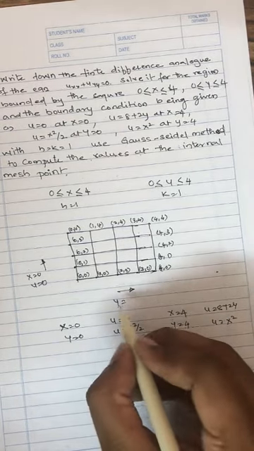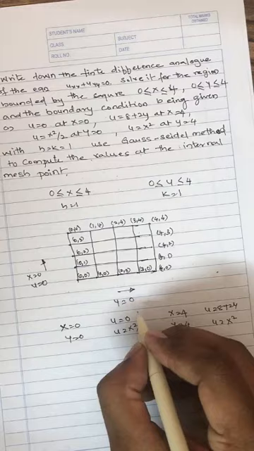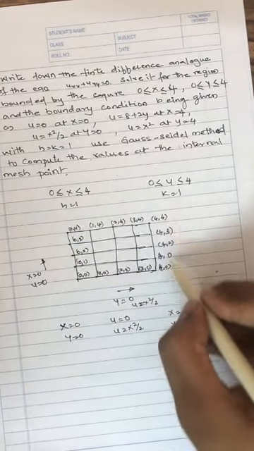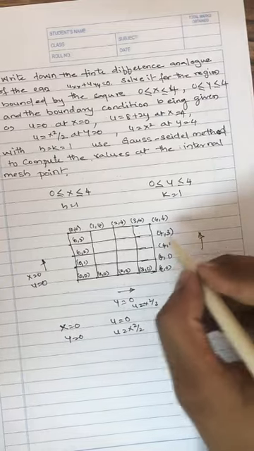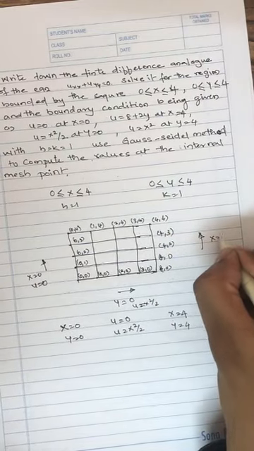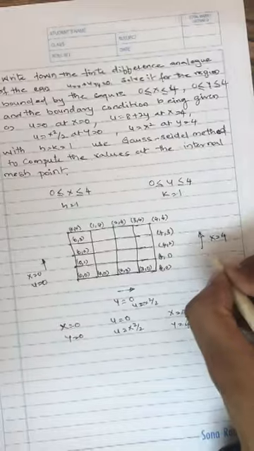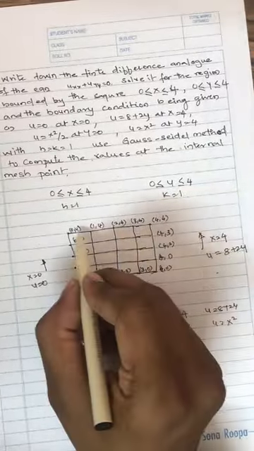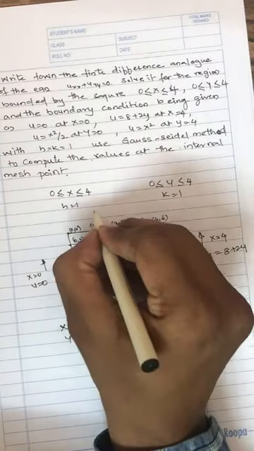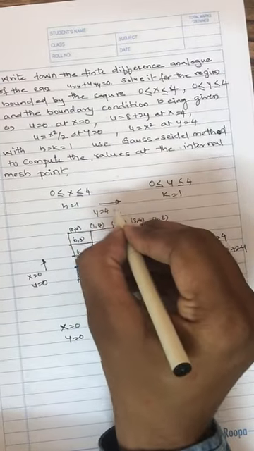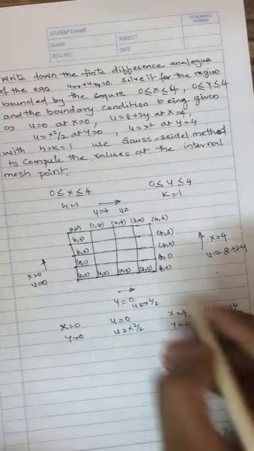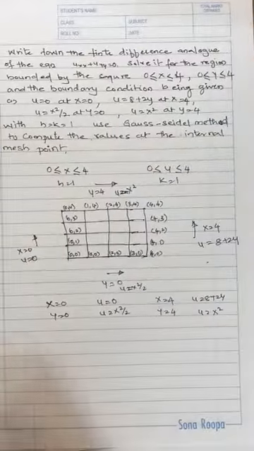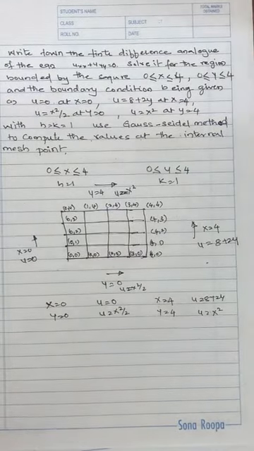Okay, so at y equal to 0, u is equal to x square by 2. In this case, this side you have x equal to 4, so u is equal to 8 plus 2y. On this side y will be 4, so y is equal to 4, and u will be x square. So now we'll find out the values of the mesh.